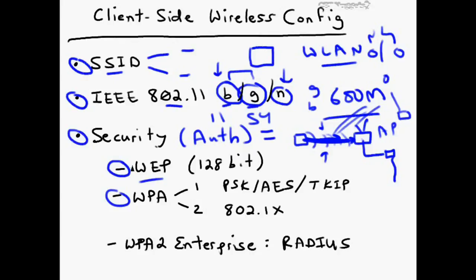Now, WEP you should not be using under any circumstances. WEP has some fundamental design flaws that make it now in 2010 trivially easy to crack. WEP uses just a static 128-bit key for security or for authentication. And like I said, any mid-level, even late beginning stage hacker will be able to crack your WEP key in just a matter of minutes to hours, depending.